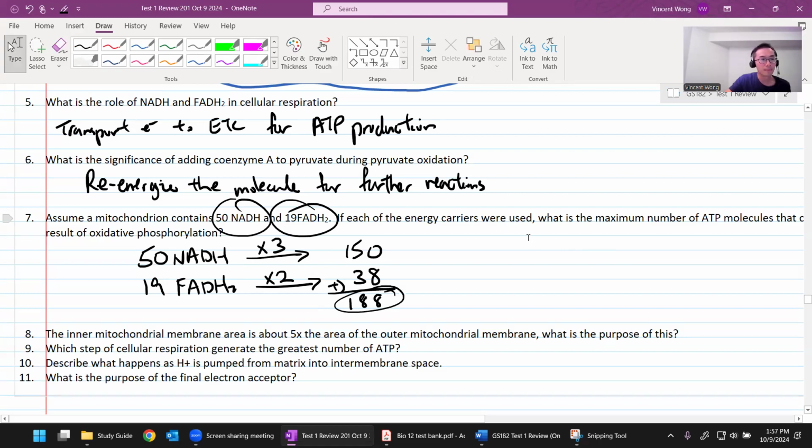Okay? Now you know, right? Remember, multiply by 3 for NADH and 2 for FADH2. Just remember, if you see a 2 here, you multiply by 2, otherwise times 3.